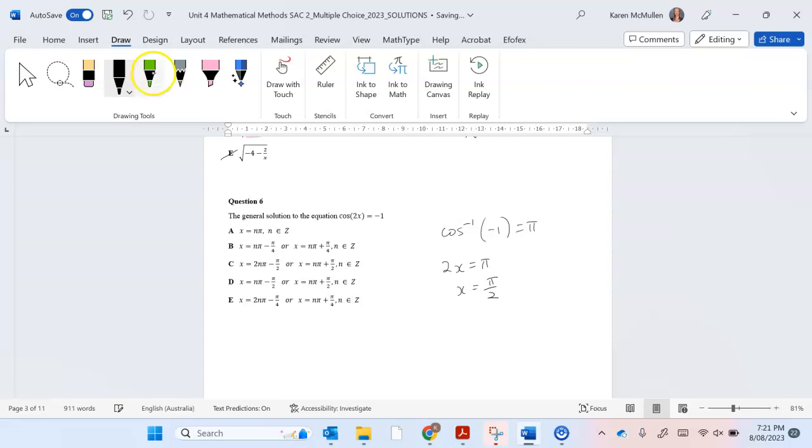Now with your general solution, this is how you can remember it if you don't have your calculator. Cos is negative in this quadrant and this quadrant here. So we're going to be doing pi minus pi on 2 and pi plus pi on 2.